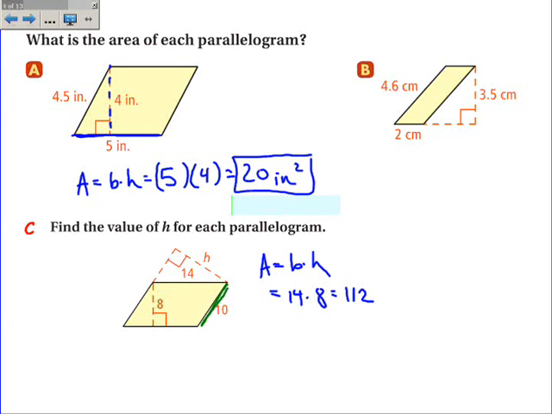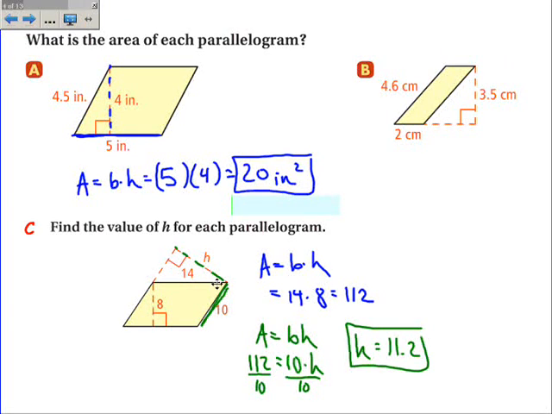Then I'll use the combination that I don't know, this 10 and the height of h, but the area is still 112. The area is base times height, so 112 is equal to the base of 10 times the height that we don't know. So I'll divide both sides of this equation by 10 and get that the height, or h, is equal to 12.2. So what we first do is find the area of the parallelogram and then use that area and the base that we know to find the height.